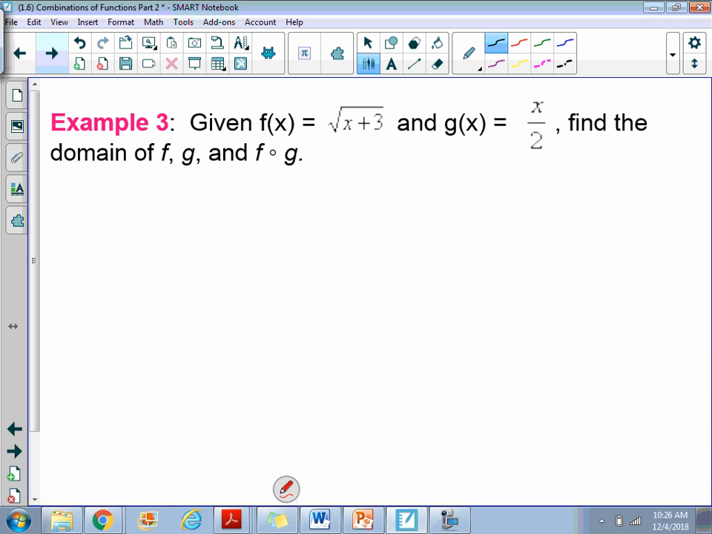All right, next one. Now I want to throw domain back into the mix. I told you we're going to do domain for the rest of your life. All right, so my function f of x is the square root of x plus 3, and my function g is x over 2. We want to find the domain of f, g, and f of g. So basically, we're investigating how the domain works with composition. So, what would be my domain of f?